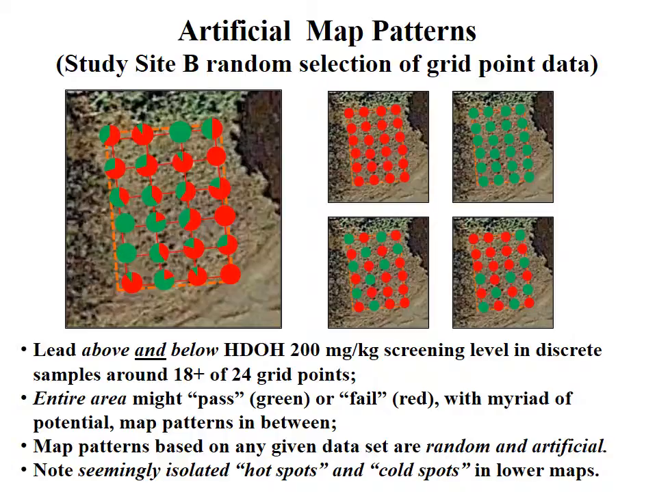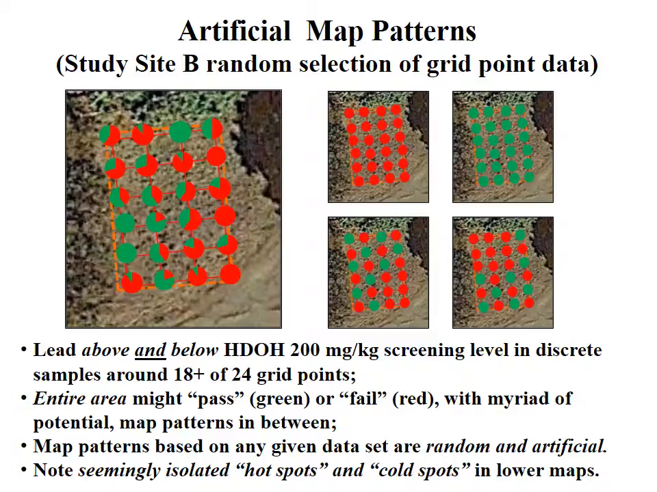More likely, you'll get a random pattern of points at the site where some points are below the action level, some points are above the action level. And a very strong characteristic of this type of random variability in soil is you'll start to see isolated hot spots and cold spots in your discrete sample data. And you also see apparent large-scale patterns of contamination.